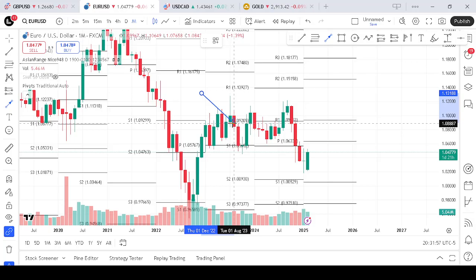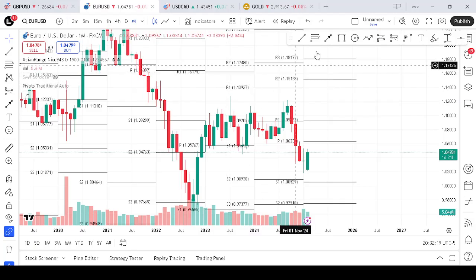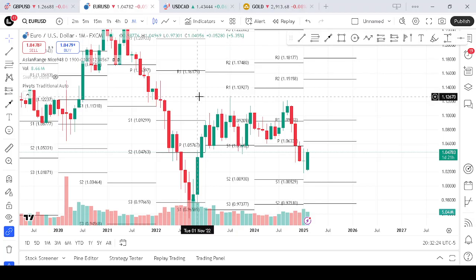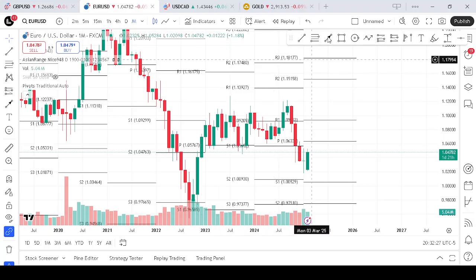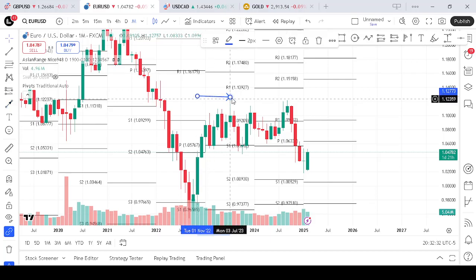I'll take it again. The R2 or the resistance 2 is calculated by the pivot point plus the subtraction between the highest point of the previous candle and the lowest point of the previous candle. That's how to calculate the resistance 2. The support 2 is calculated by the pivot point minus the subtraction between the highest point of the previous candle and the lowest point of the previous candle.